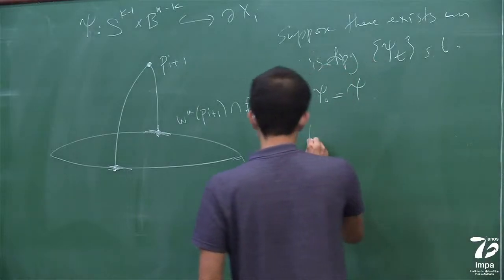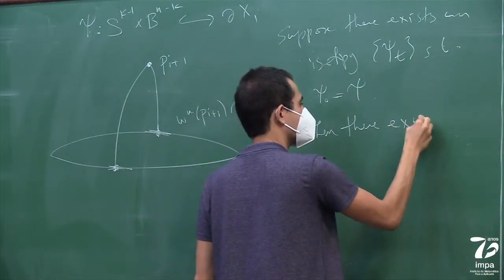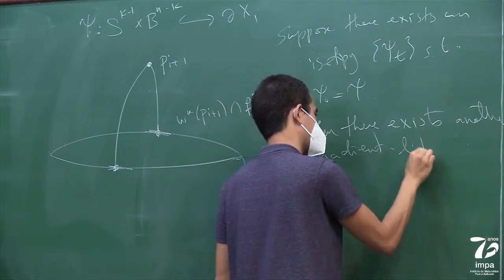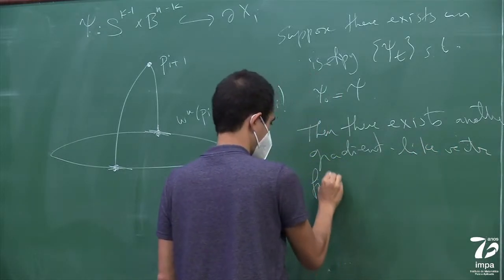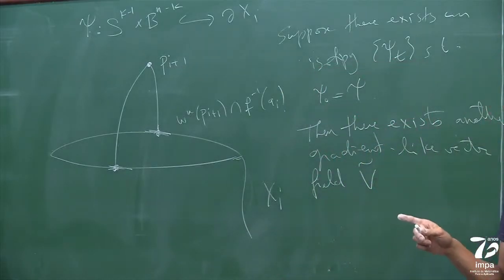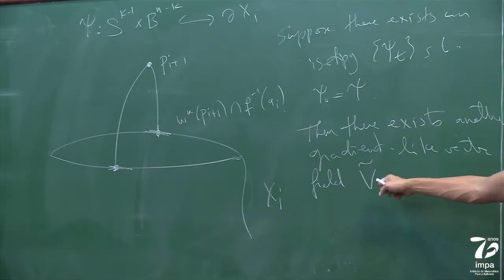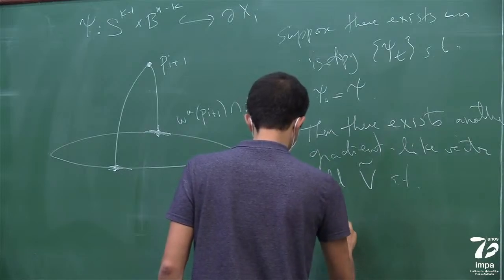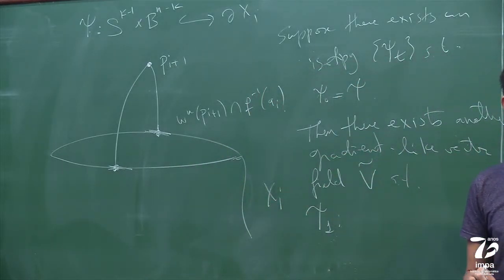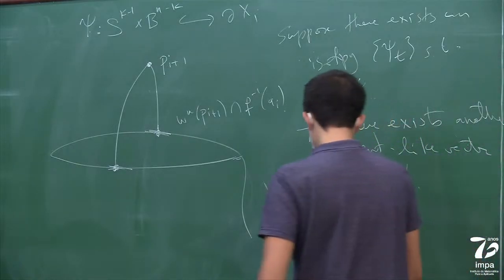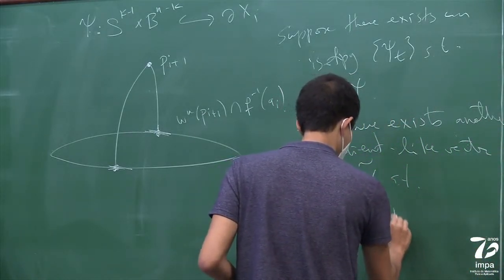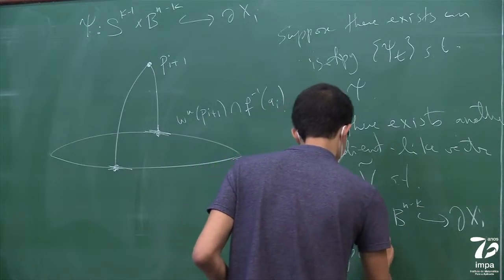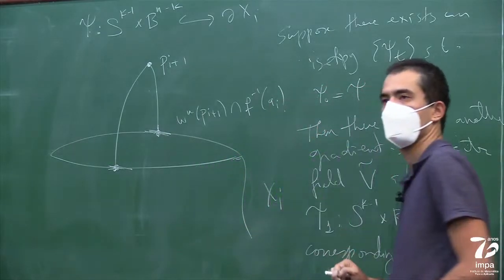So then the result is that there exists another gradient-like vector field v tilde, so that the attaching map for v tilde is psi 1. So such that psi 1 is the embedding that corresponds to the attaching map of v tilde. Okay? So basically, psi 1 is the embedding of this guy into the boundary of xi, corresponding to v tilde. Now, what does that mean, corresponding to v tilde?